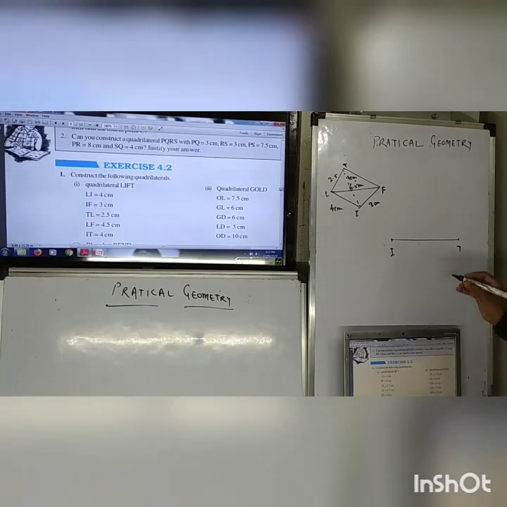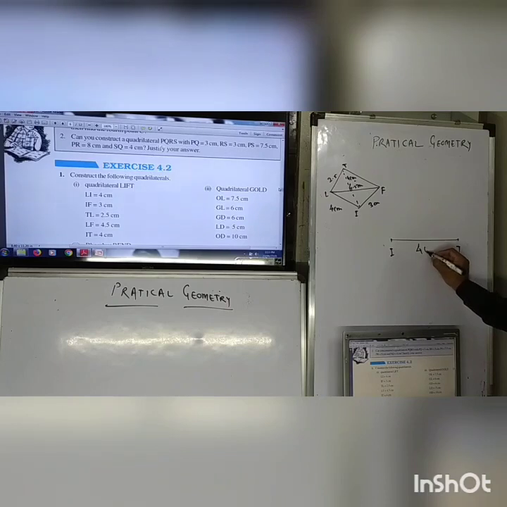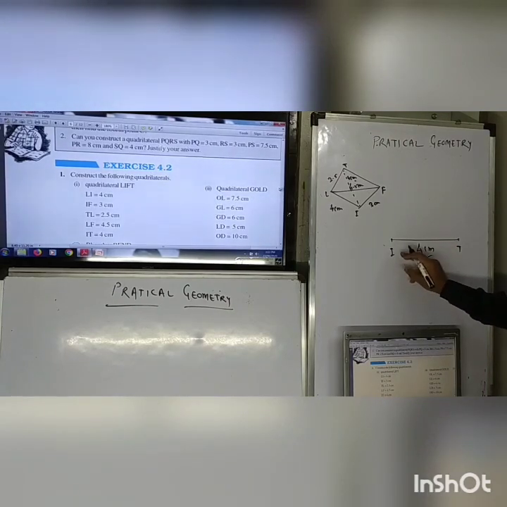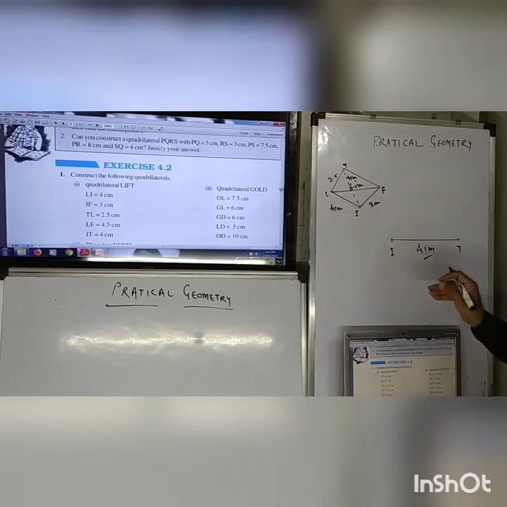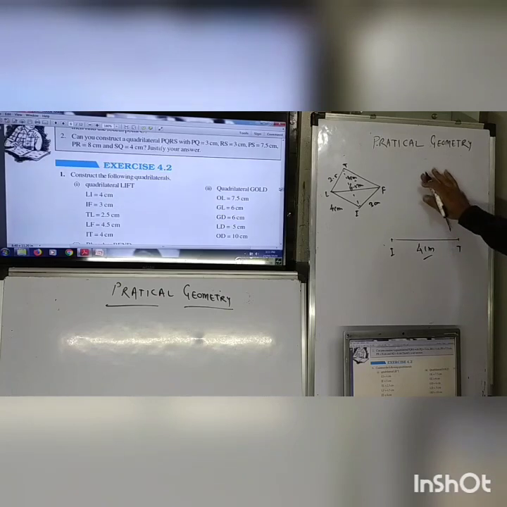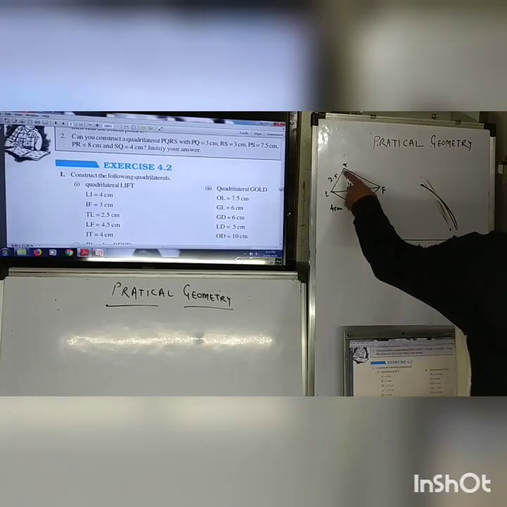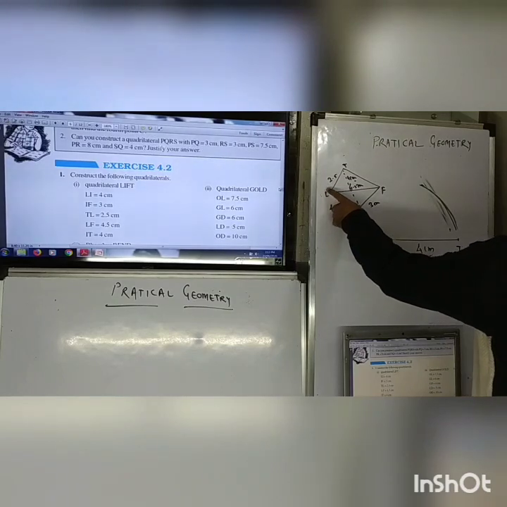In this, IT is 4 centimeter. Now from this I, L is 4 centimeter. So take 4 centimeter in the rounder, put the metallic end of the rounder here, take 4 centimeter and draw one arc. This arc is of radius 4 centimeter. Now this T is 2.5 centimeter away from this L.